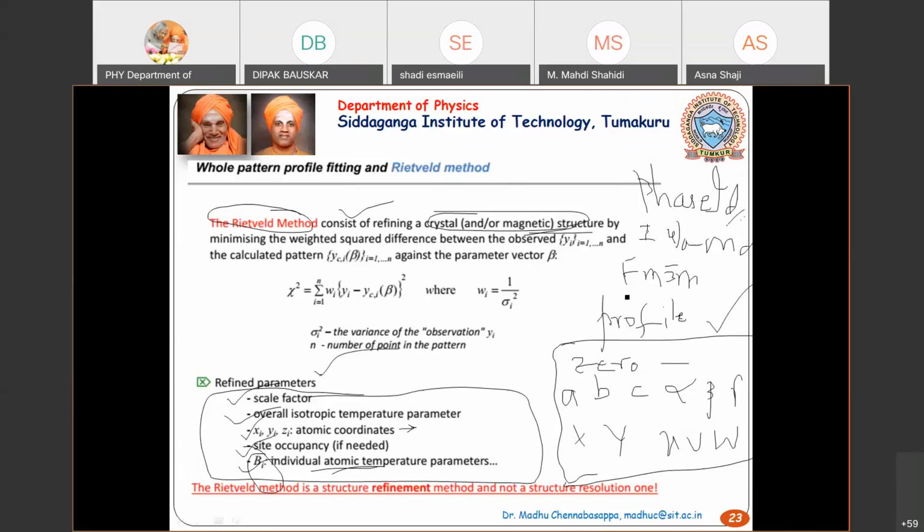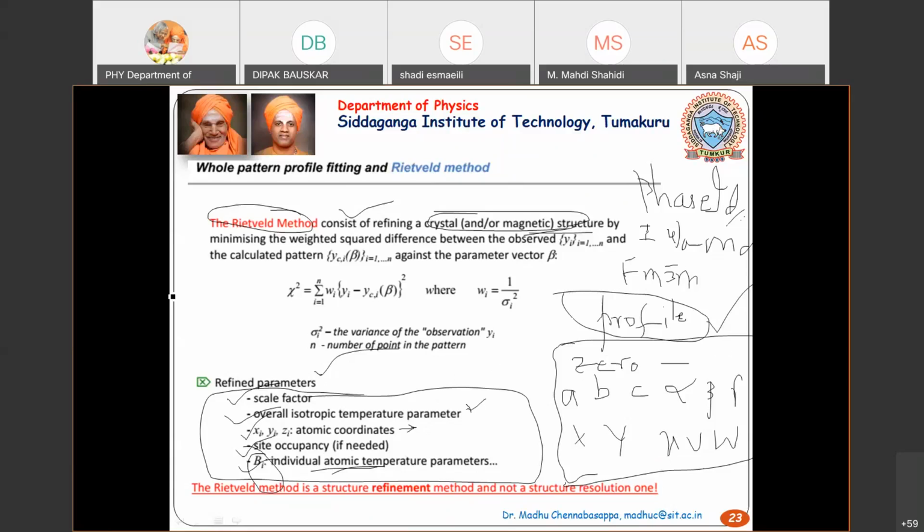Then we did profile matching. Profile matching will take care of your instrument contribution, like your zero, X, Y, U, W, and it will also take care of your ABC and space group. You get this information from your profile fitting. Then when you want to do a really good Rietveld fit, you need to start putting in the information about the type of atom: what atom is present inside, what its position is, and what the occupancy is, how much it is.